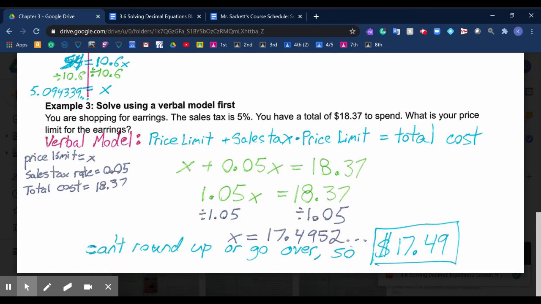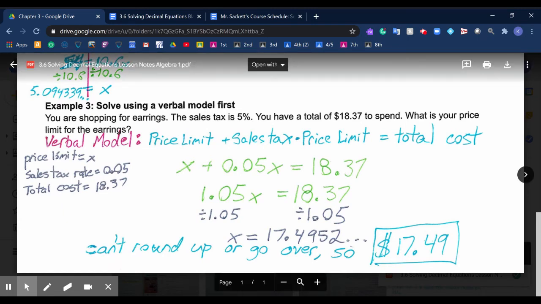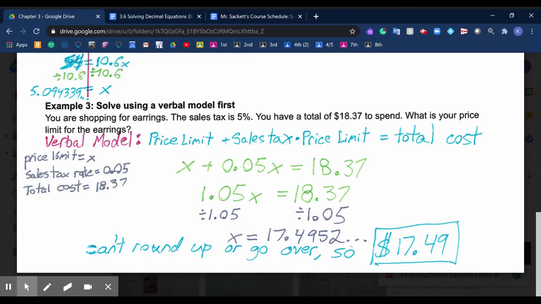So in this word problem, you're shopping for a pair of earrings. The sales tax is 5%. You have a total of $18.37 that you can spend. What is the price limit for the earrings? So we know what our total is that we have in our pocket. We know the tax, but we want to figure out what's the limit that we could spend on the earrings before tax.